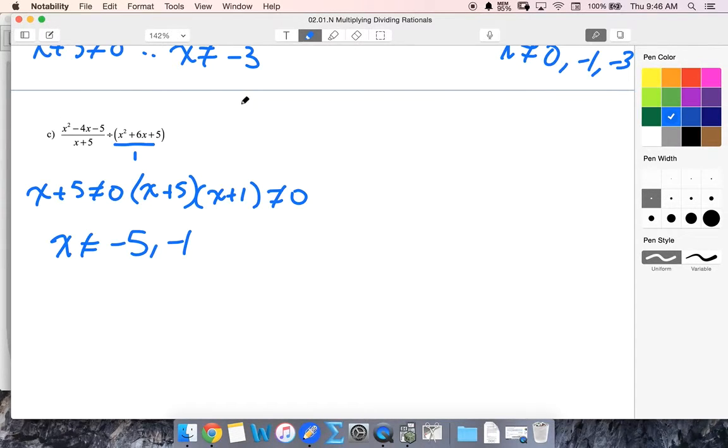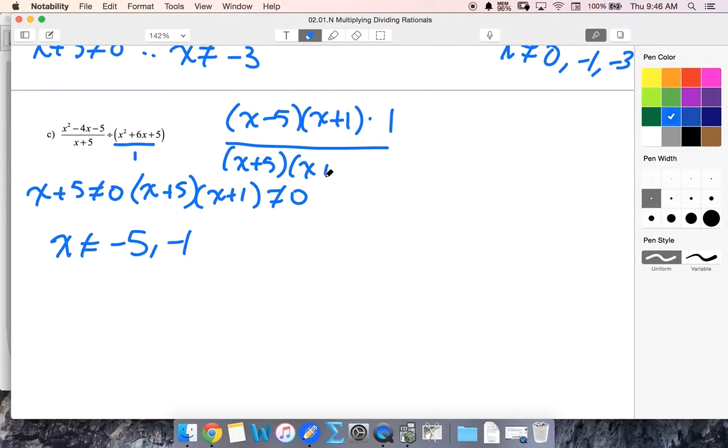Factoring this first one, x minus 5, x plus 1, times 1 from when I flip, over x plus 5. This factored I've already done. It's x plus 5, x plus 1. So for sure I see canceling here. And you might think, oh, those are just opposites, it's a negative 1.